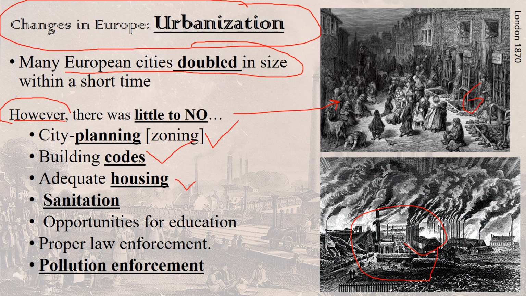There frequently wasn't adequate housing. People are just jammed into tiny rooms living together. There was very little sanitation. People just dumped their garbage on the streets, and so you had layers of filth and excrement and nastiness dumped onto the street. For the poor, there were no opportunities for education early on. There was no real law enforcement early on. You had sheriffs and constables, but the idea of a police department was completely alien to these early cities.